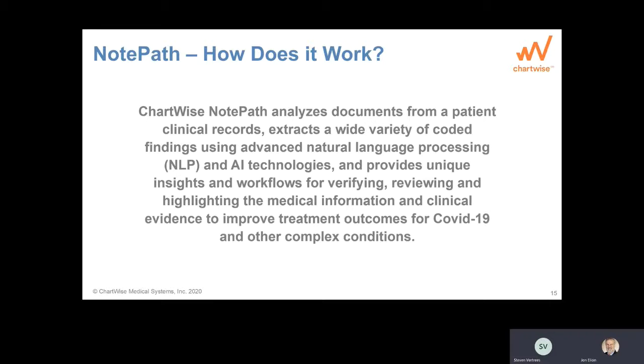Let's talk about NotePath, what it is and what it does. NotePath is the ChartWise technology that analyzes documents from a patient admission and extracts a wide variety of coded information. This is done using natural language processing and advanced artificial intelligence technologies and comes up with very valuable insights and workflows that help verify and review the findings.